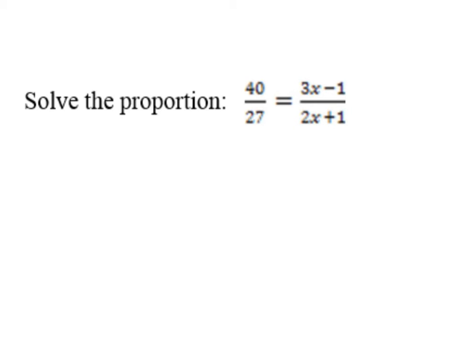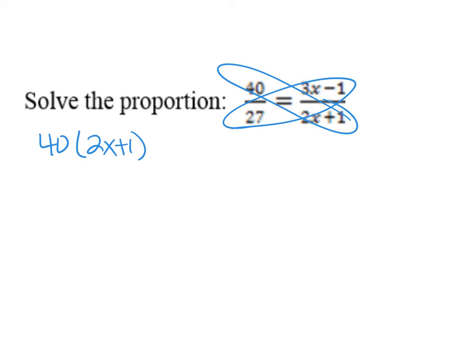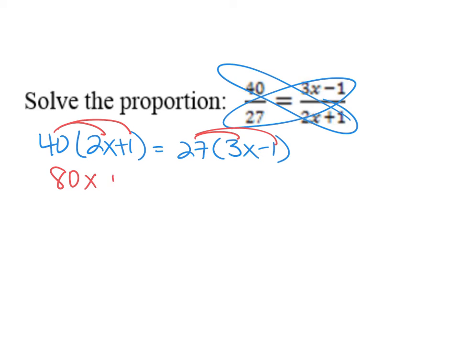All right, one more, again, just solving this proportion, cross multiply. Here we're just going to have to be careful because we have x's in both. So I'm going to take 40 times 2x plus 1, and then 27 times 3x minus 1. Now I have to distribute both sides here. So 40 times 2 is 80x plus 40 times 1, which is just 40. 27 times 3x is 81x, and then 27 times 1 is 27.